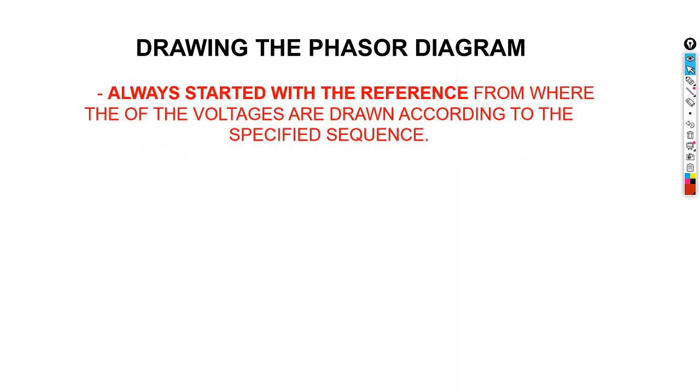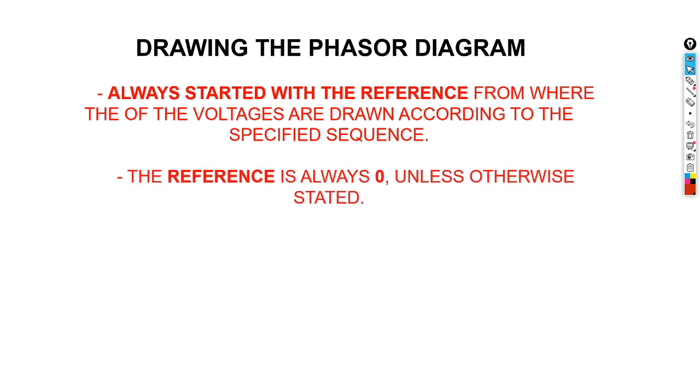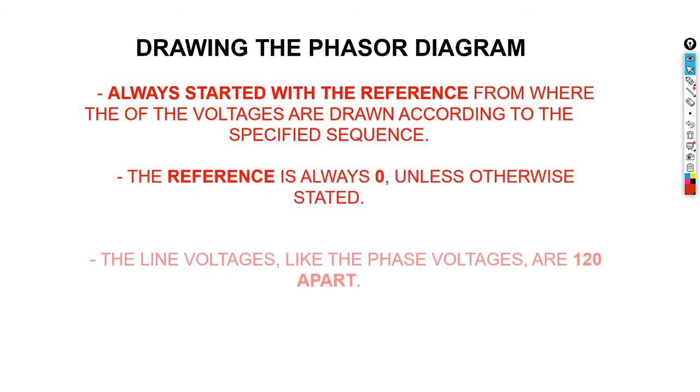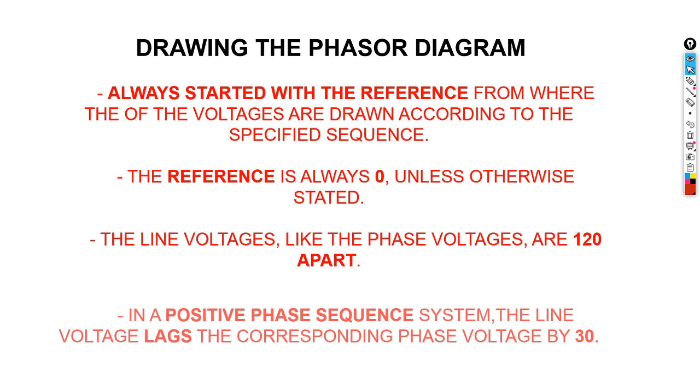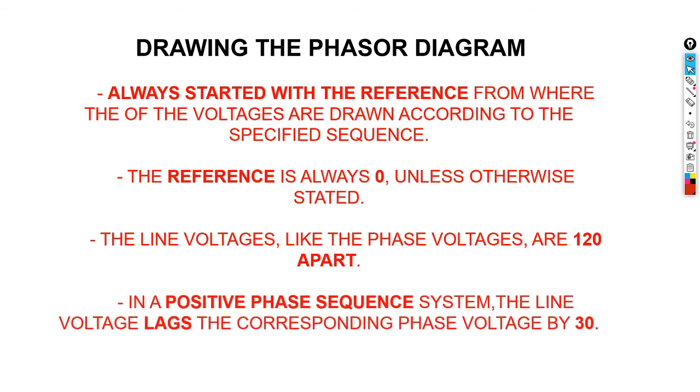We always start with a reference. If it's not given, the angle will be 0. And then the lines are always apart, as we said for the positive phase sequence. But look at the difference now. Now we observe that the line voltage lags its corresponding phase voltage by 30 degrees.